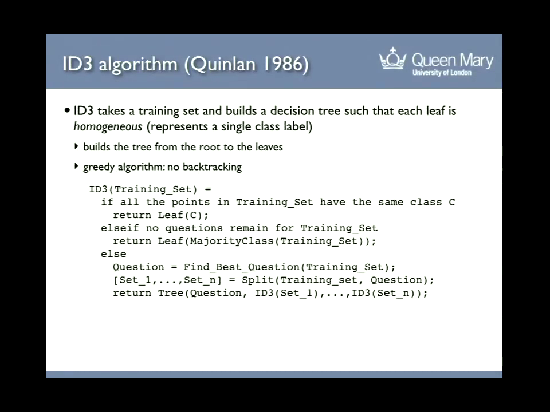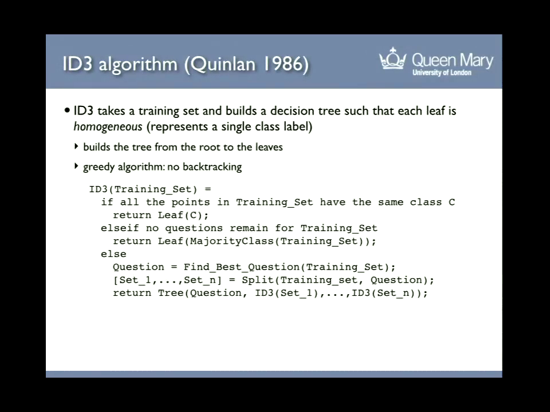Okay, so this is what the algorithm looks like. It's a greedy algorithm, so that already tells you it's not going to be optimal. But basically, it's a recursive algorithm that has two stopping conditions. One is the ideal one, the stopping condition you like to see. If all the points in the training set have the same class, then you just return a leaf with that class label.